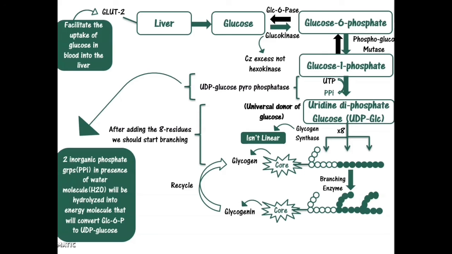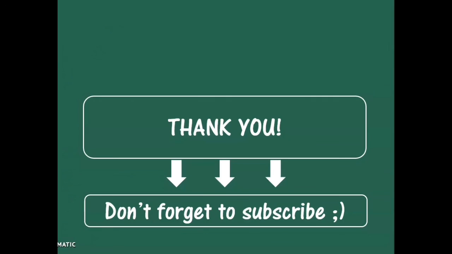Keep in mind that sugar residues are linked by alpha 1,4 glycosidic bonds. Exceptionally, the first sugar residue of the branch is linked by alpha 1,6, which means carbon number 1 with carbon number 6. And by this, we form the extra complex form of glycogen known as glycogenin, ending the pathway of glycogenesis. Hope I made it clear for you.